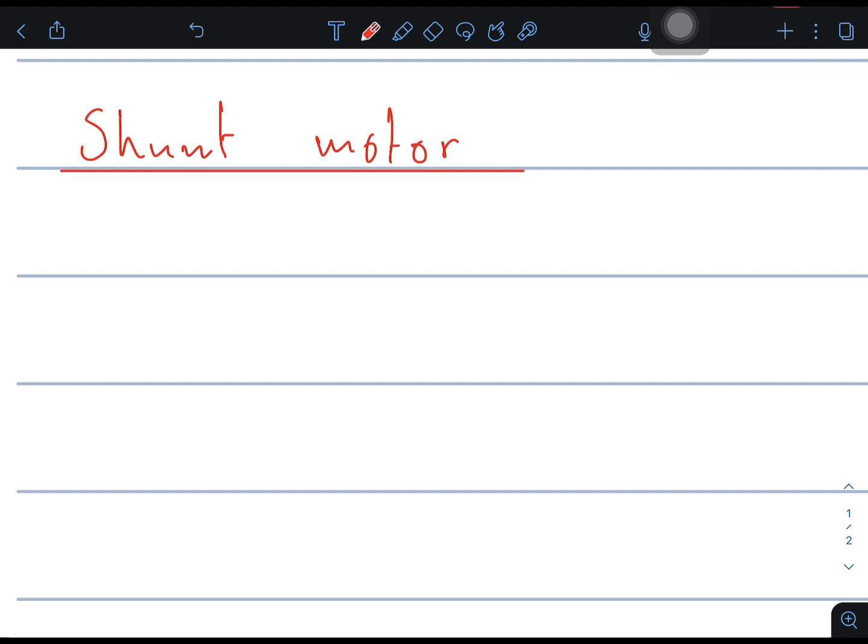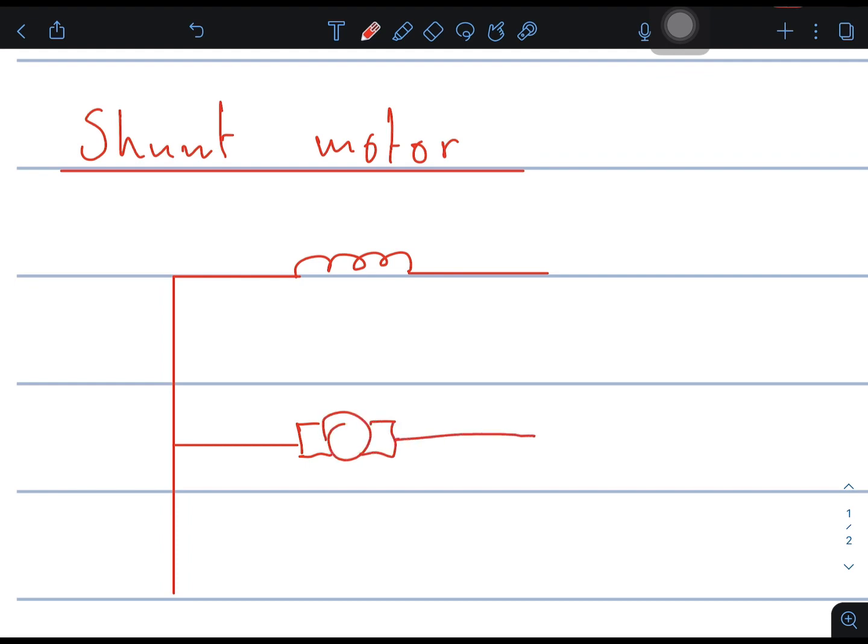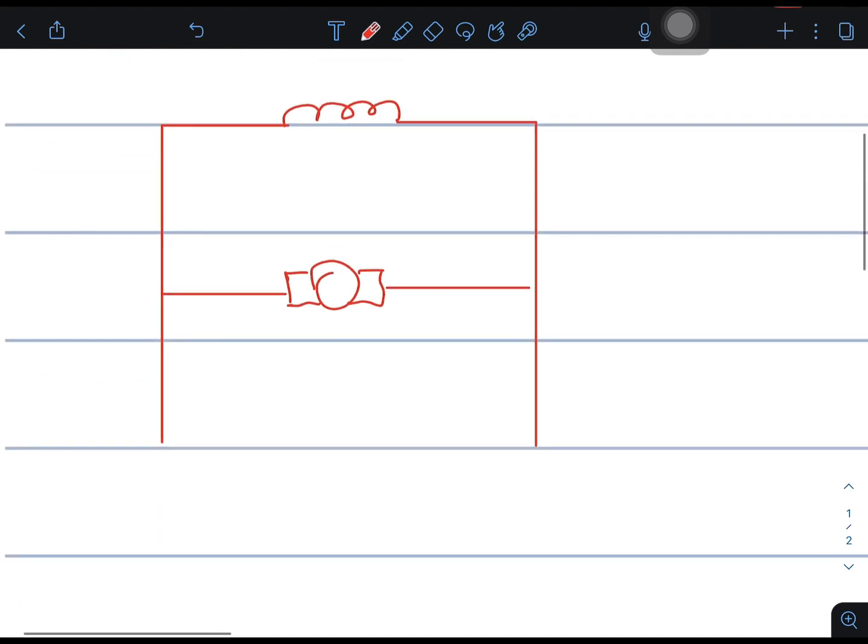Now, a shunt motor must have a field coil or a field winding in parallel with the armature. Okay, hence we call it a shunt motor. Let me draw the circuit first. Okay, we see that umbane, okay, this supply up umbane.